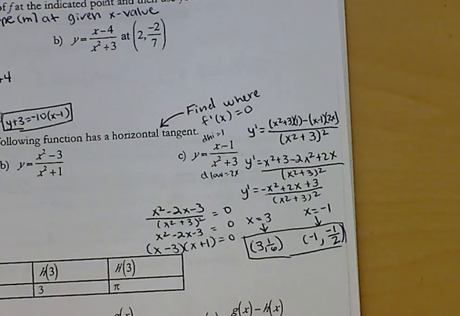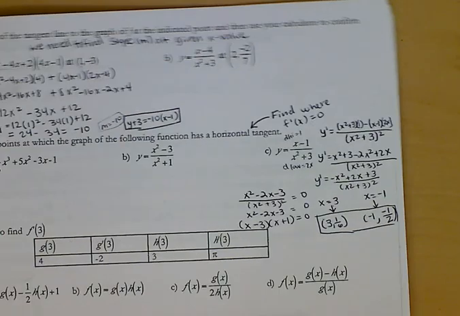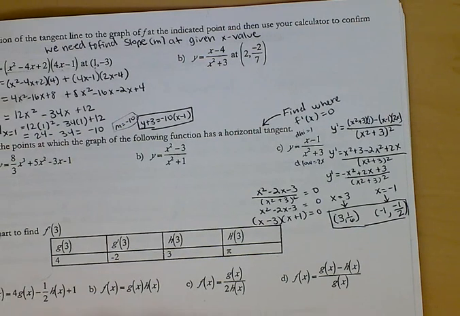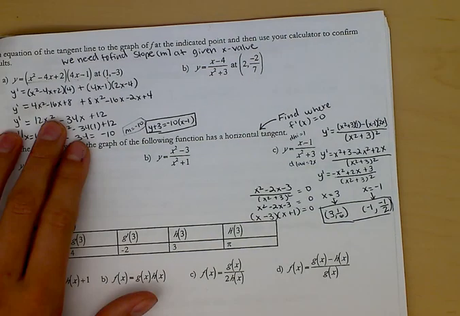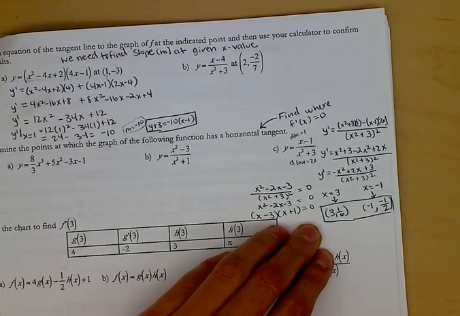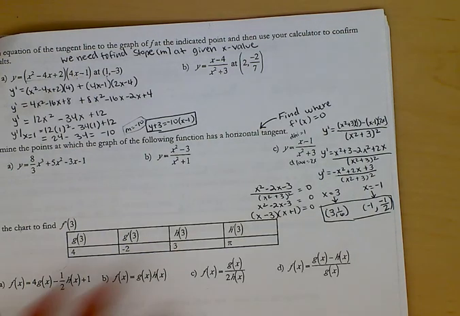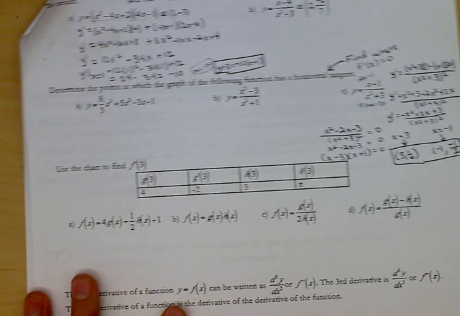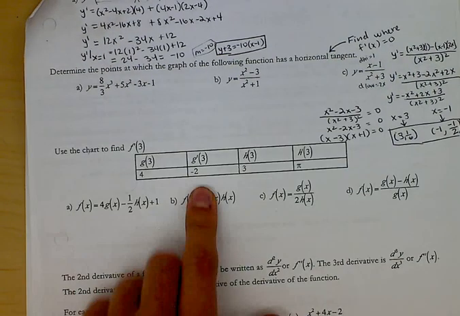Cool. So now I've learned how to find the equation of the tangent line to a graph at a point, and find where the graph has a horizontal tangent. There's just a couple more problems. These ones I think you might think are fun. They're kind of like a little puzzle.